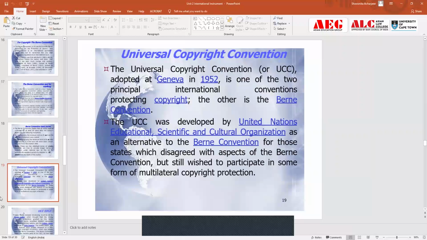UCC is an alternative to the Berne Convention. UCC was developed by the United Nations Educational, Scientific and Cultural Organization, and it was wished to participate in the form of multilateral copyright protection.